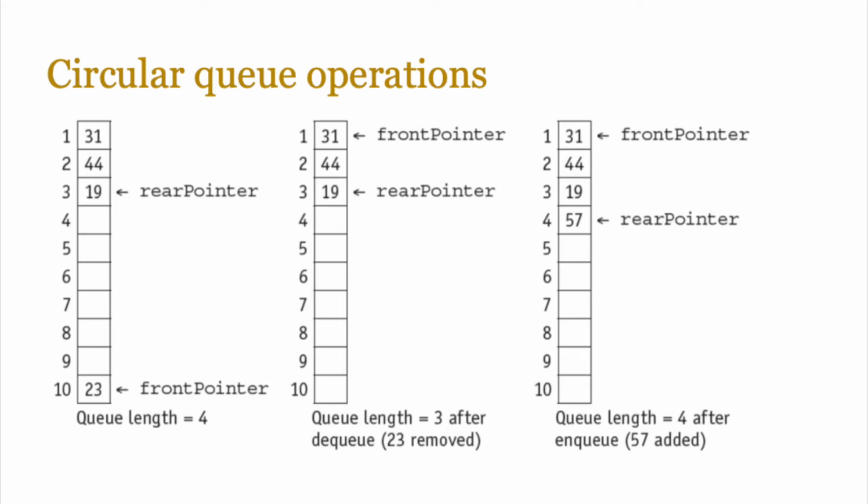And perhaps you could do the same thing for the front pointer, that if the front pointer is at 10 and the rear pointer is not at 1, then the front pointer could be reset back to 1 as well. On screen you can see some circular queue operations. The queue length is 4, the front pointer is at 10 and the rear pointer is at 3. So when we dequeue 23, the front pointer is reset to position 1 because that's now free and the rear pointer isn't at that particular place.